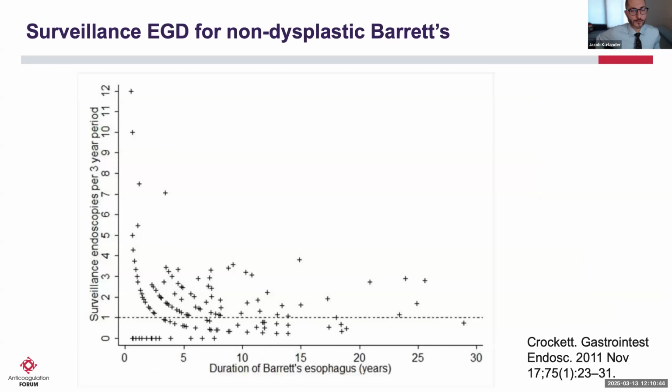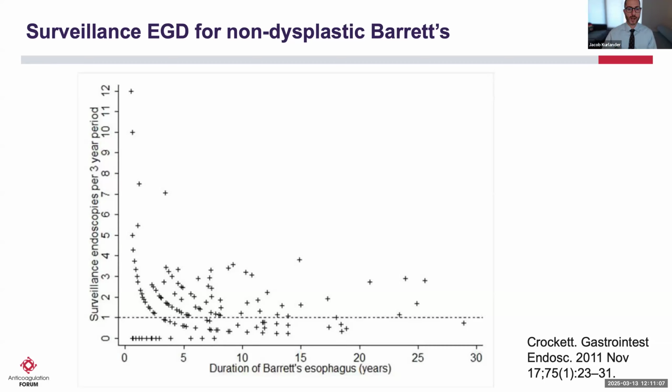Those were colonoscopies for surveillance. We also do EGDs for surveillance of Barrett's esophagus. So Barrett's esophagus is a precancerous change in the lining of the esophagus, typically in patients with GERD. In folks who have non-dysplastic Barrett's, meaning no serious atypia in those cells, the recent recommendations have been that patients have a scope every 3 years.